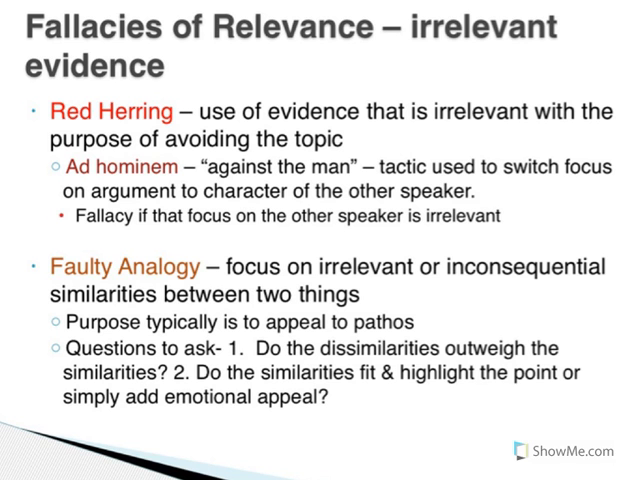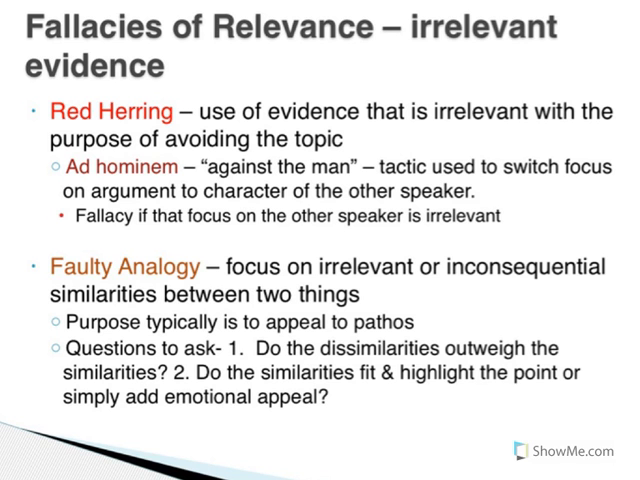These fallacies deal with evidence that is not relevant to the claim that is being presented. The first that's listed here is a red herring, and a red herring is a broader category. There are a number of different specific fallacies that fall under this. But basically, a red herring is when you use evidence that's completely irrelevant to the topic with the purpose of avoiding the original topic.